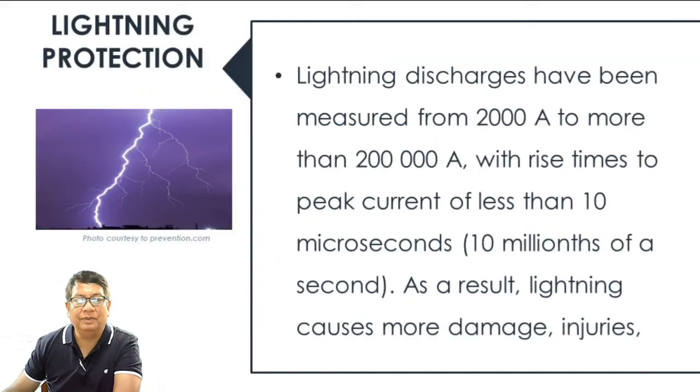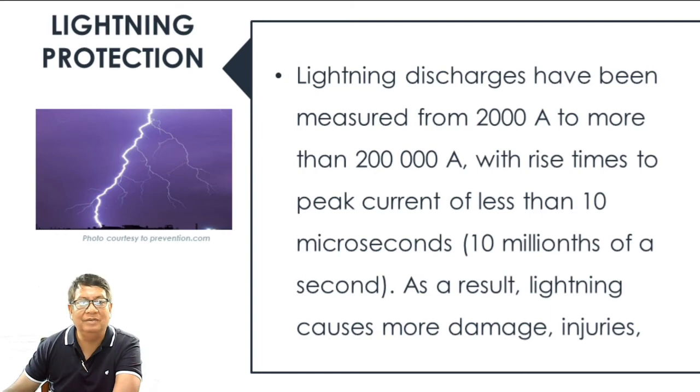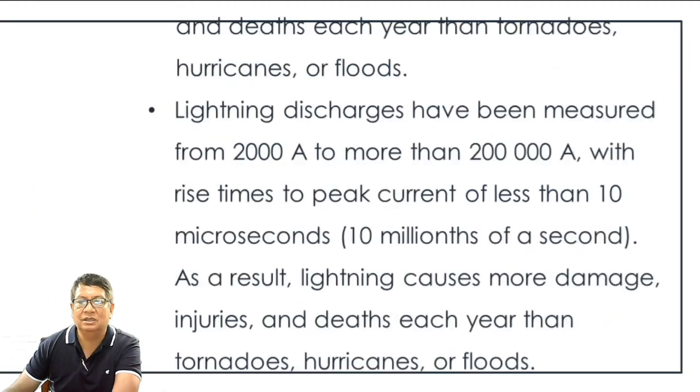Okay, so we also have to protect against lightning. Lightning discharges have been measured from 2,000 up to 200,000 amperes, an approximate value of the lightning, but nobody can really measure this value, with rise times to peak current of less than 10 microseconds. As a result, lightning causes more damage and injuries, and deaths each year than tornadoes, hurricanes, or floods.